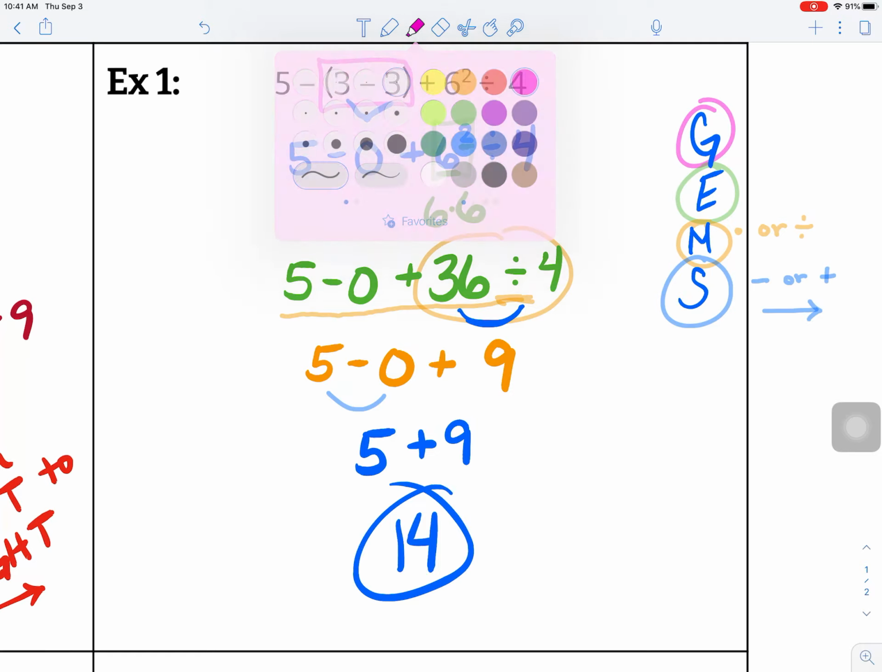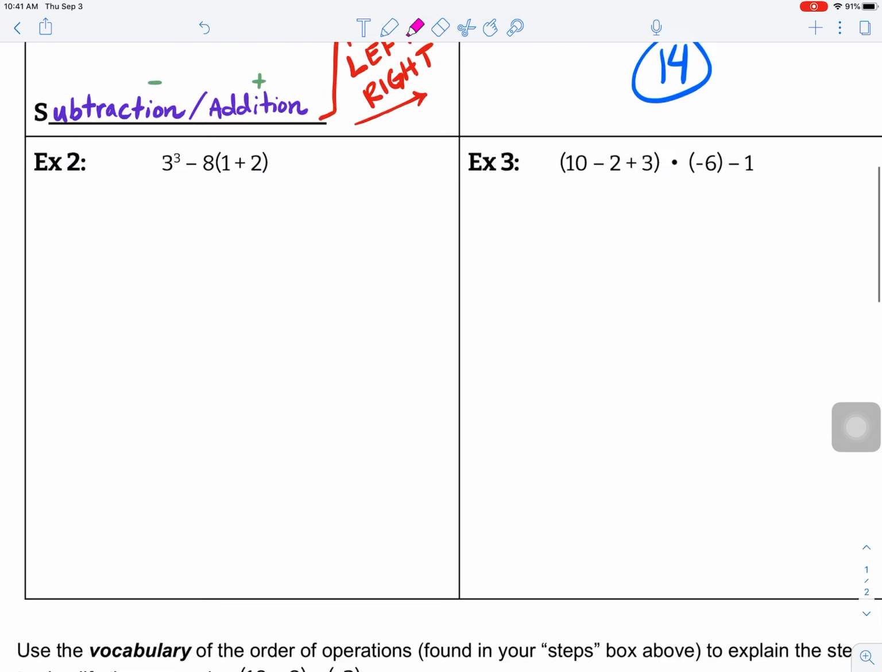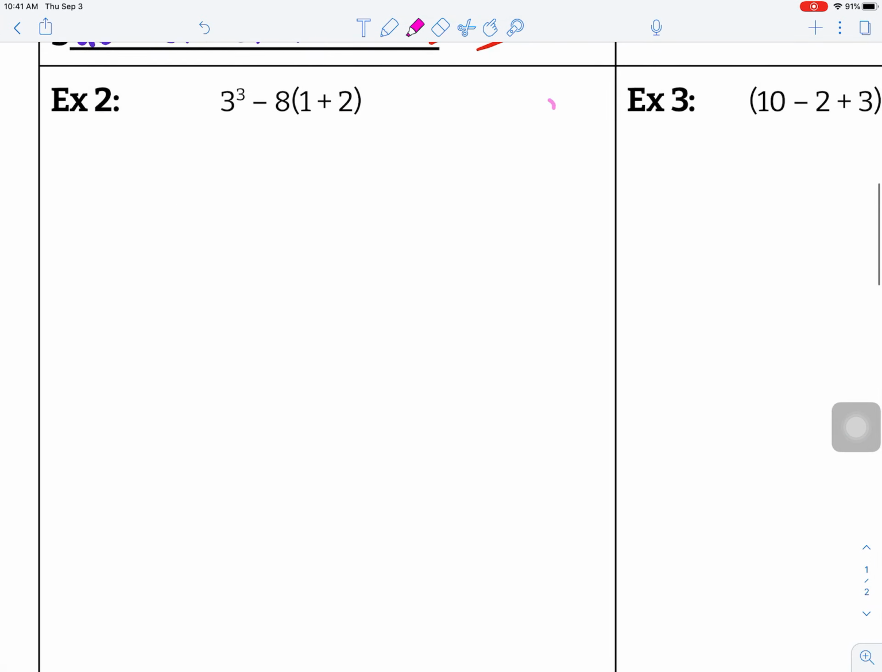Let's go ahead and take a look at our next example here. So I know it seems silly, but again, I'm going to write out GEMs. And as I'm looking, do I have any grouping symbols? By golly, I do again. So this is the first thing I'm going to do. 1 plus 2 is 3. I'm going to rewrite the problem.